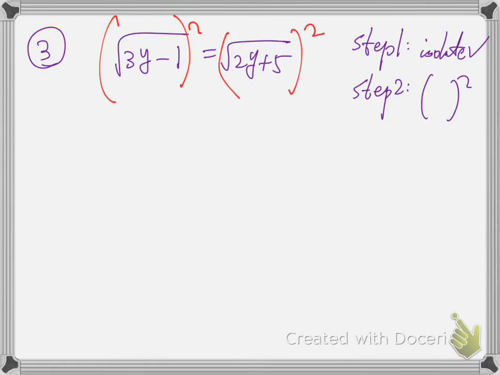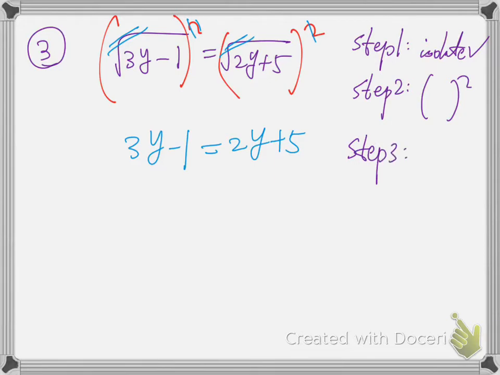Okay, so now the square root and the second power cancelled. So we got a new equation: 3y minus 1 is 2y plus 5. Another linear equation, so we just solve it.